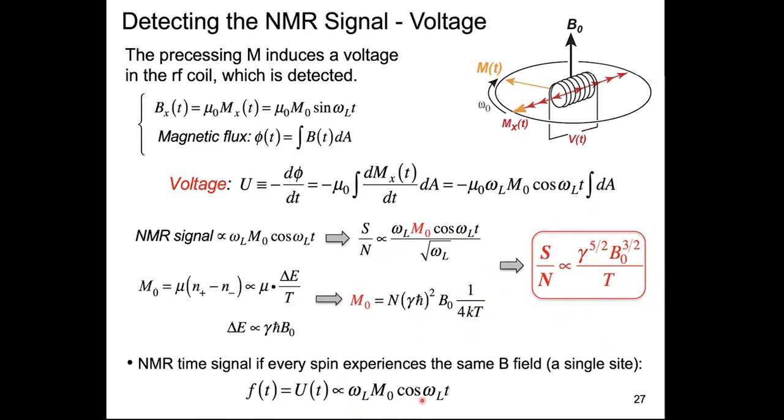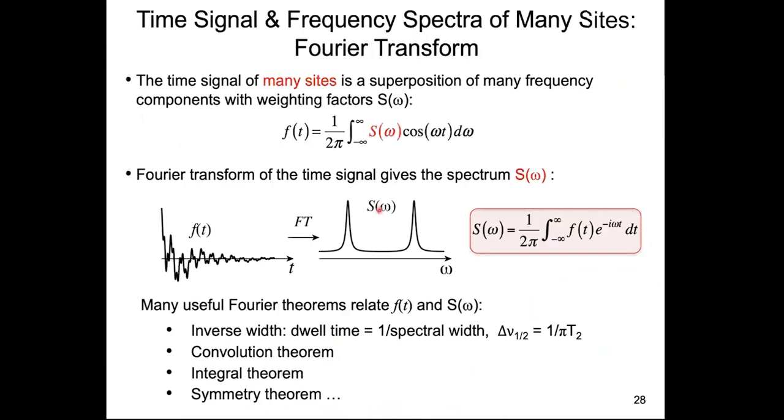Now, if every spin in your sample experiences exactly the same local magnetic field, in other words, you have only a single chemically equivalent site, then the NMR time domain signal, the FID, would be relatively simple. Everybody has the same frequency, omega L, and you have the equilibrium magnetization and you have sinusoidal dependence. But almost all the time, what we measure in NMR is the time signal of many, many sites and many interesting chemically different species. And then your time signal would be a superposition of many frequency components. Although individually each one has its frequency, you really have to weigh them with a factor. And that weighting factor is precisely the S of omega that we already talked about. It's basically an intensity distribution for different frequencies.